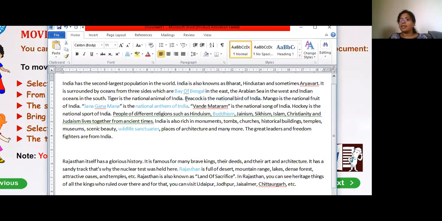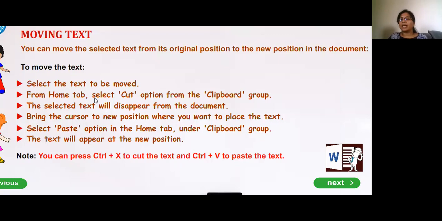So what did it say? Select it. If I want to select the sentence, what am I supposed to do? Keep my cursor at the start of the line, press Ctrl and do a left click. My particular sentence has got selected. Now it is telling me to go to the Home tab and select an option from the Clipboard group.